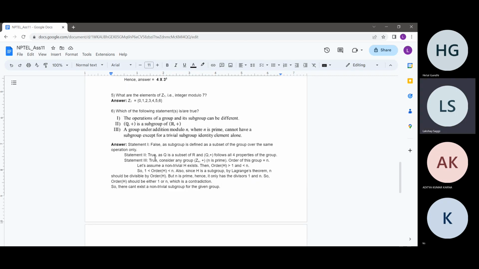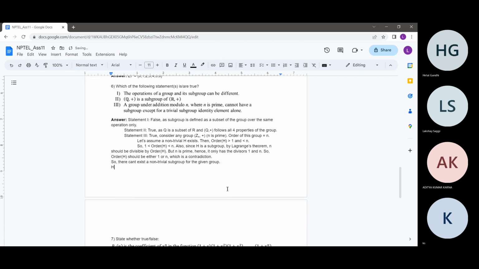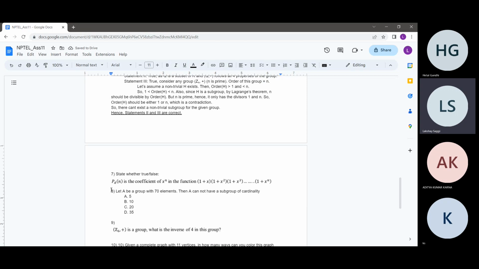So that's why this statement is true, that this group cannot have a subgroup except for the trivial subgroup. So statements 2 and 3 were correct. Hence, statements 2 and 3 are correct. Okay, so let's come to the next question then.